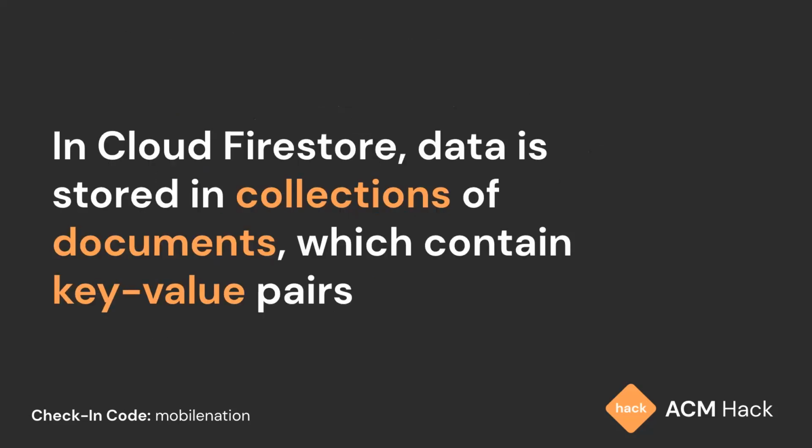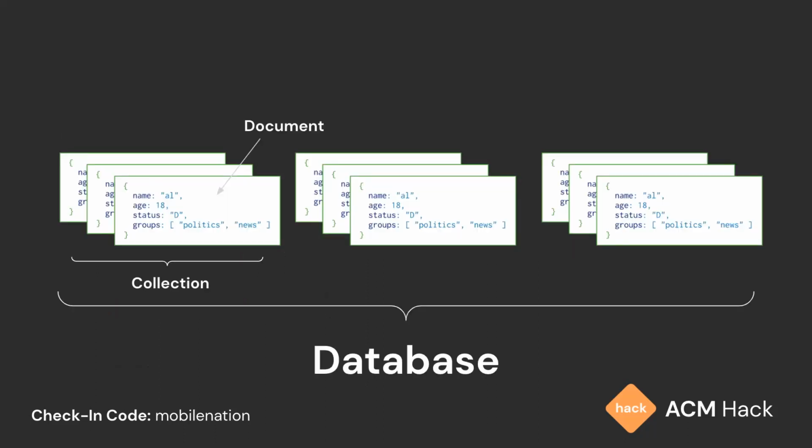So in Cloud Firestore, data is stored in collections of documents which contain key value pairs. And this is very similar to how MongoDB does it as well. And this is just a picture of what the database looks like. You have collections, which are made up of documents, and the collections all together make up a database. So a database has one or more collections, basically.